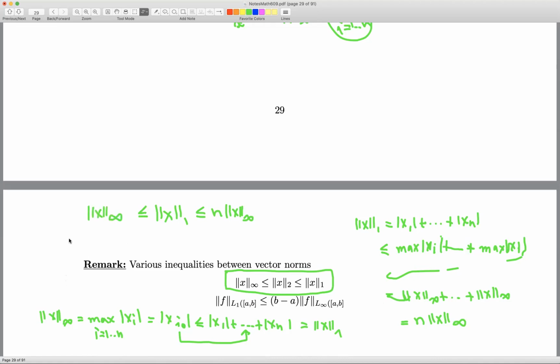Okay, so if we look carefully at this inequality, it shows us that there are 2 constants, the constant 1 and the constant n. You see here that this constant n depends on the dimension of the space, because this is for the space Cn or Rn, that is of dimension n, such that for every element in this space, 1 times the infinity norm of x is less than or equal to the 1 norm of x is less than or equal to the constant n times the infinity norm of x.